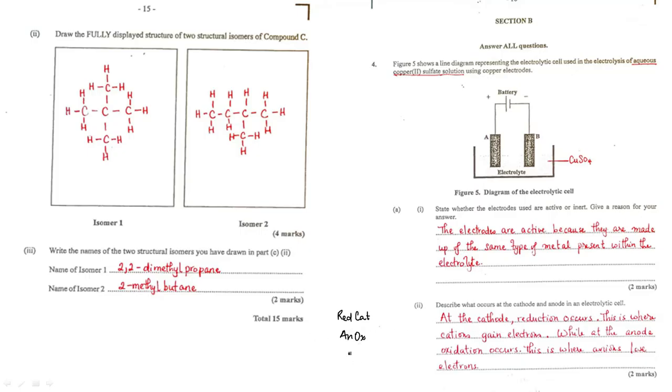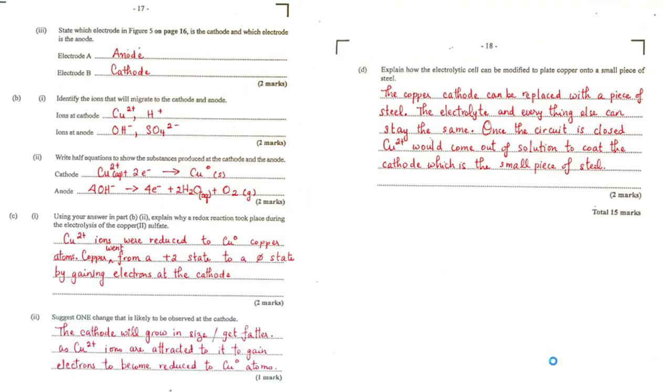And remember, you have to remember things like RIG. Reduction is gain of electrons, and OIL. Oxidation is loss of electrons. So we know that at the cathode, reduction occurs. This is where cations gain electrons, right? While at the anode, oxidation occurs. This is where anions lose electrons.